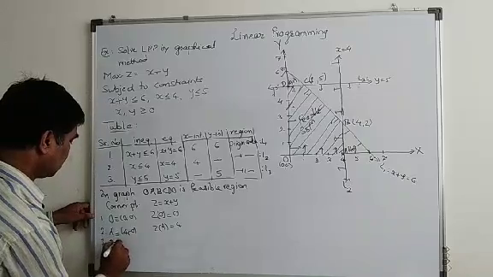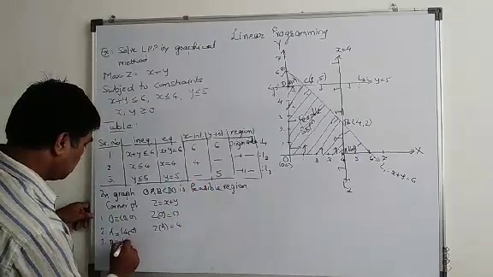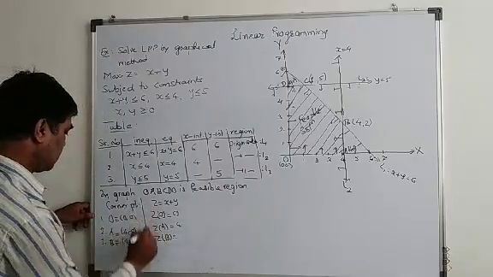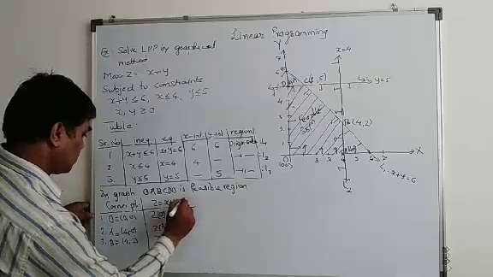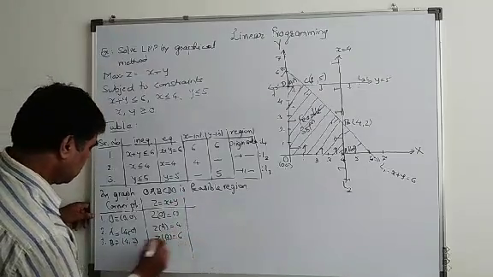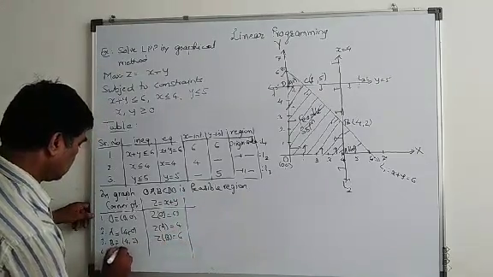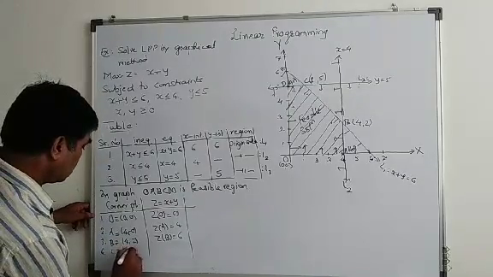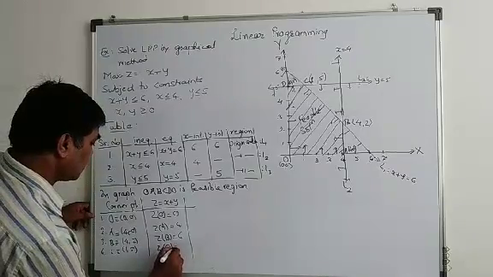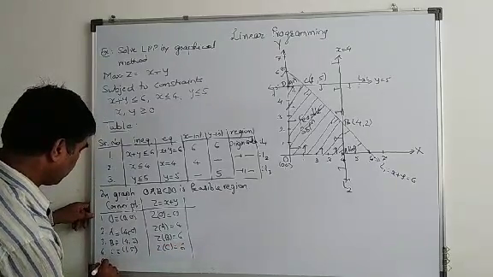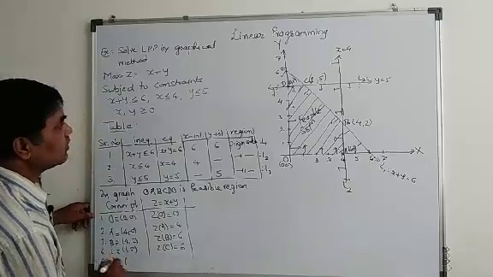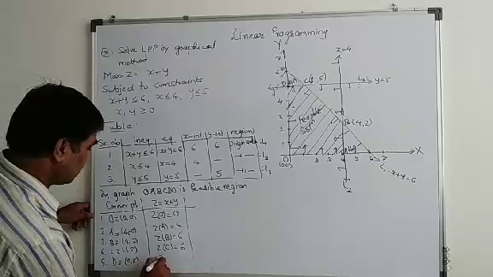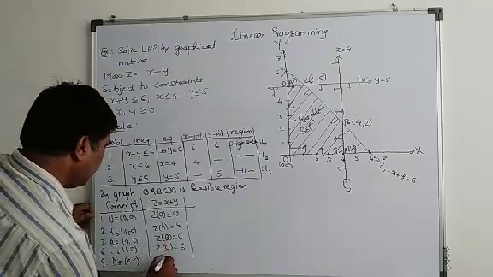Third, B is (4,2), so I'll get Z at B is equal to 6. Next, C point is nothing but (1,5), again Z at C is 6. And D is (0,5), so we'll get Z at D is 5.